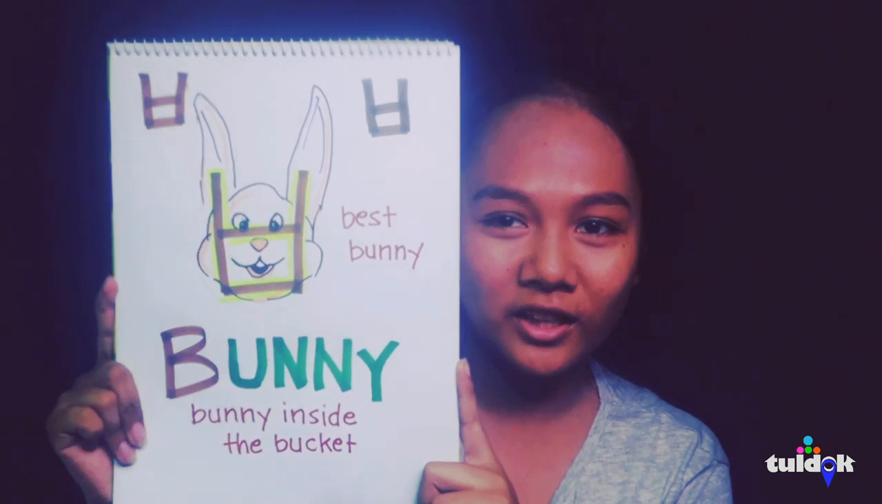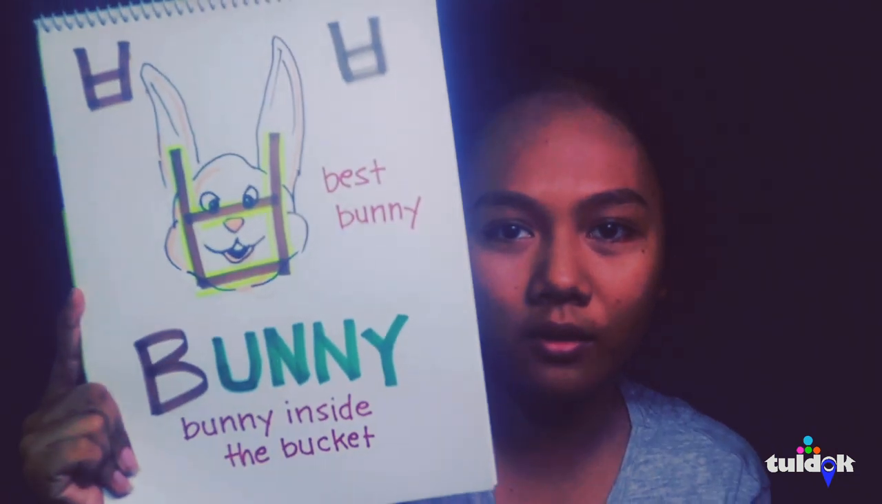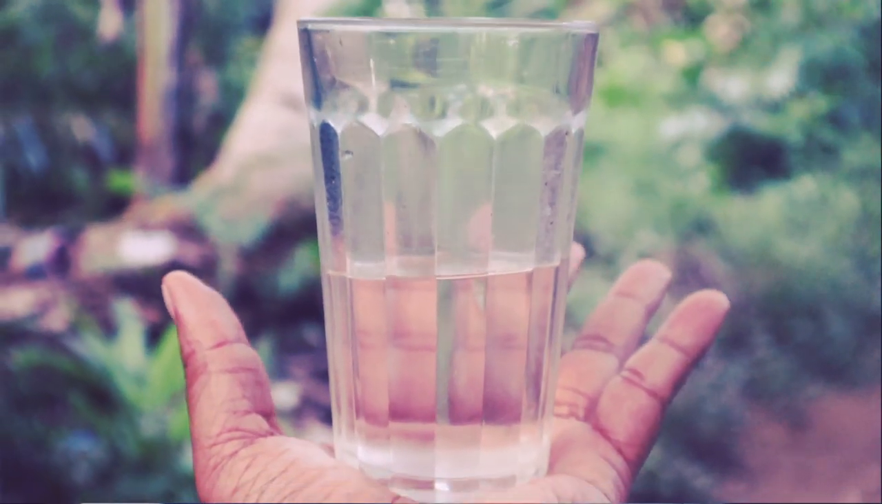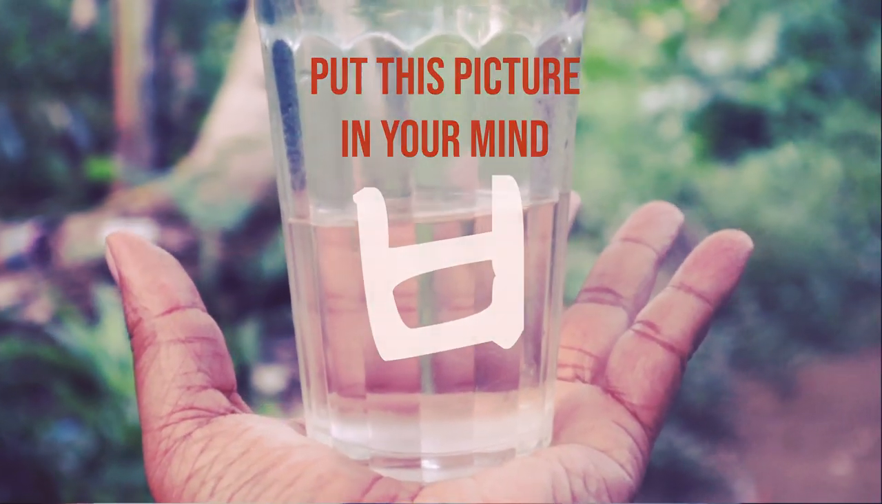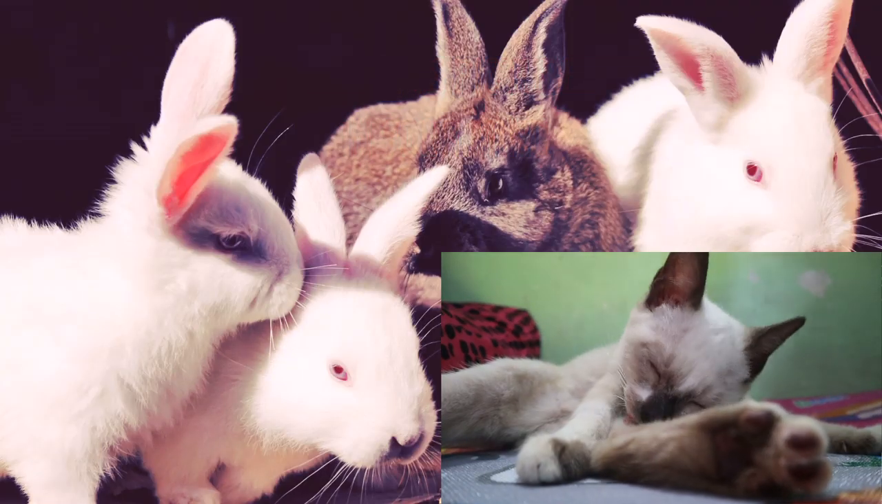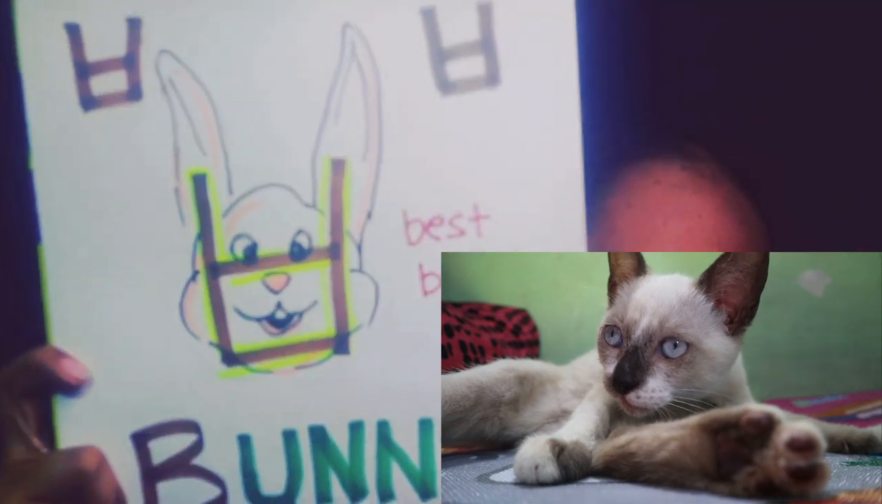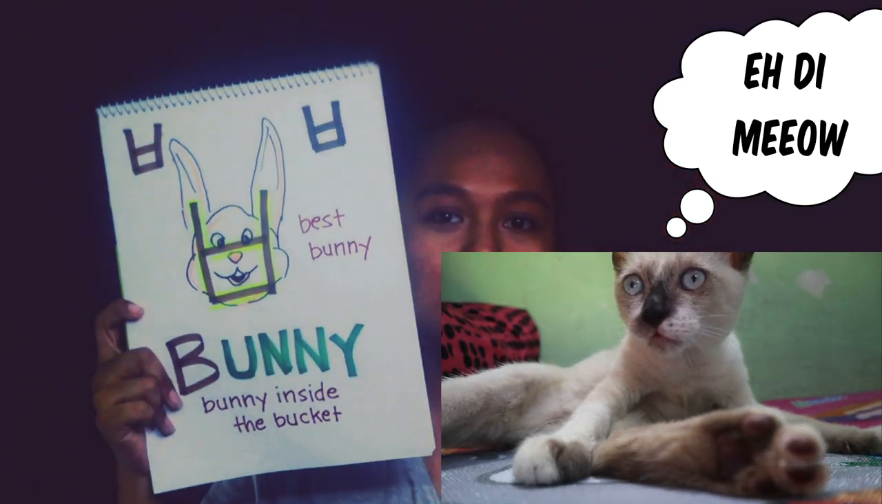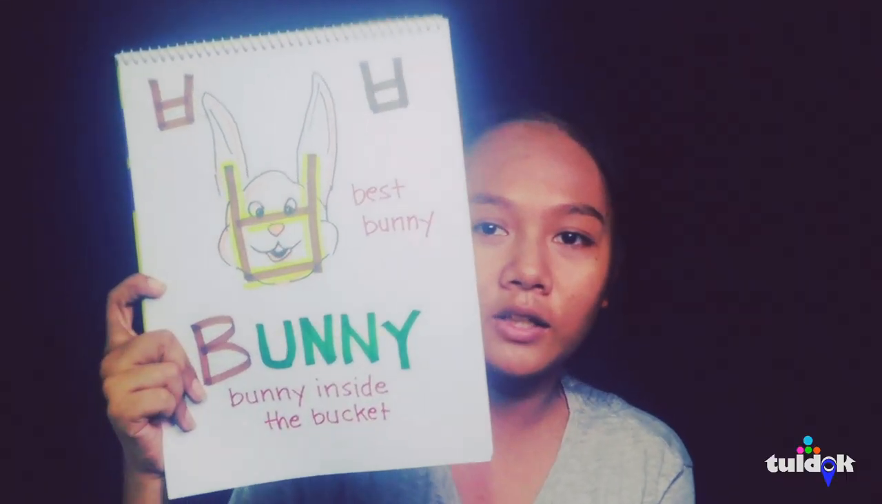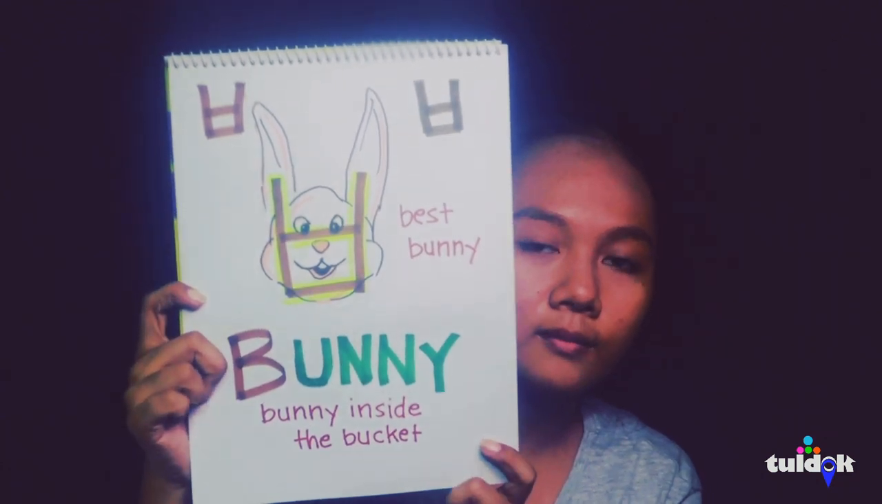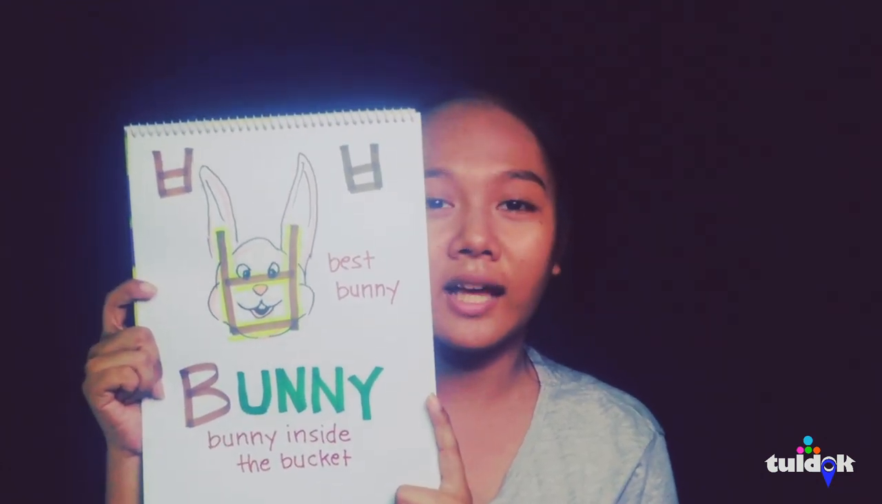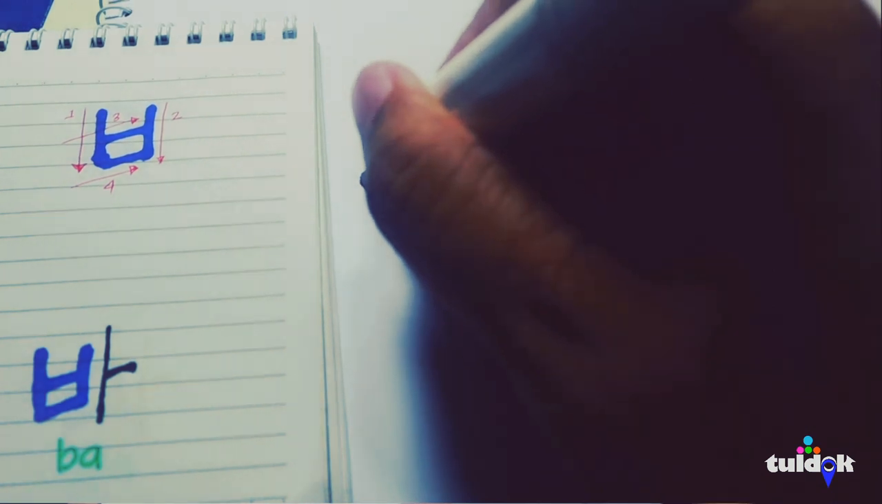Next letter is B. Here's the image you can use. Letter B looks like a bucket or basong may laman tubig, Filipino word for a glass half full of water. Or a cute little fuzzy bunny. Like this adorable little image. It is the best bunny inside the bucket. You can pause the video to think about this image. It's a four-stroke letter. Just write it like this. A 1, a 2, a 3.